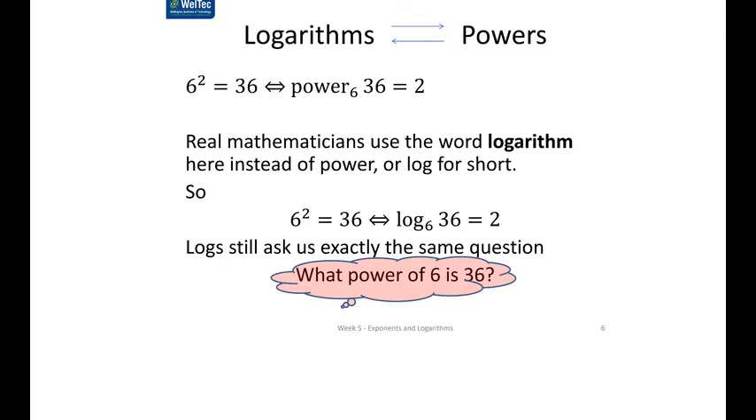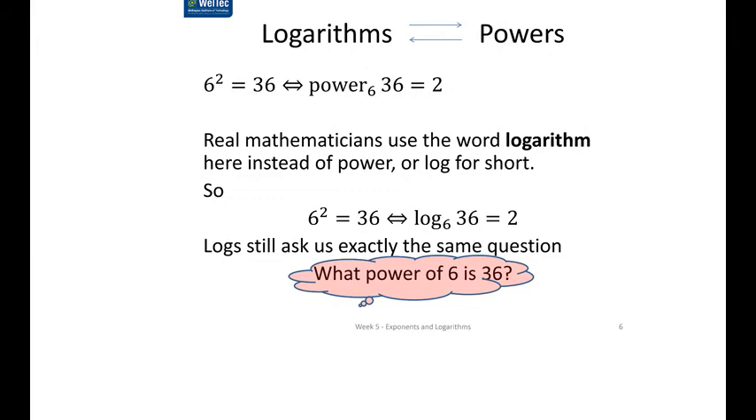Same again, we know that 36 is 6 to the power of 2, so that we can write the power to the base 6 of 36. It's not a terribly mathematical expression, so we can cross that out and write log, or logarithm to base 6 of 36, is equal to 2. It's still asking us that question, what power of 6 is 36?